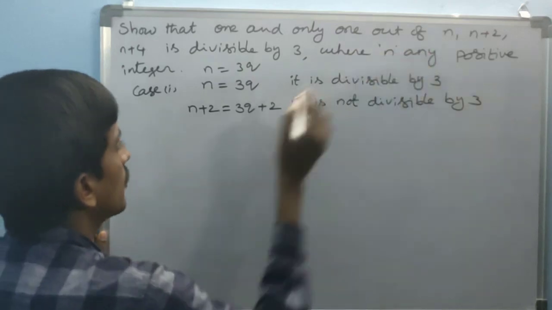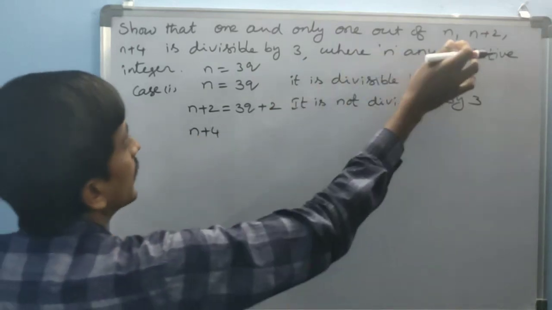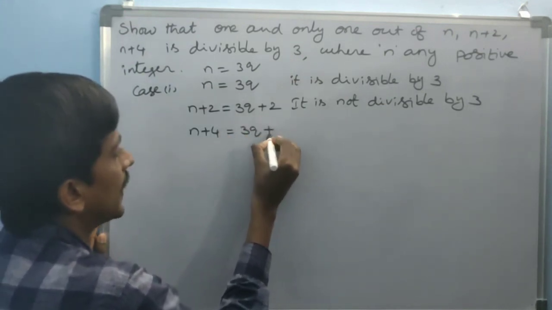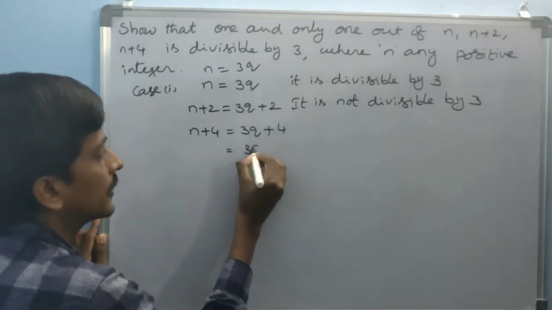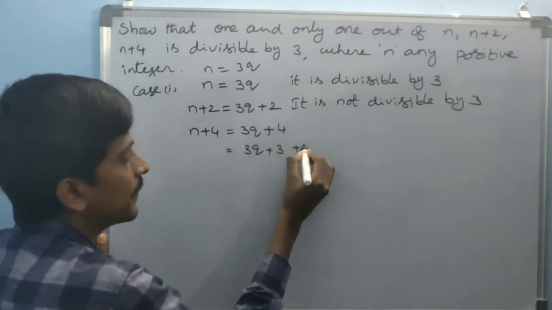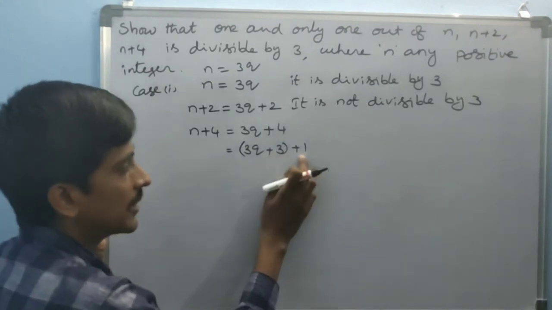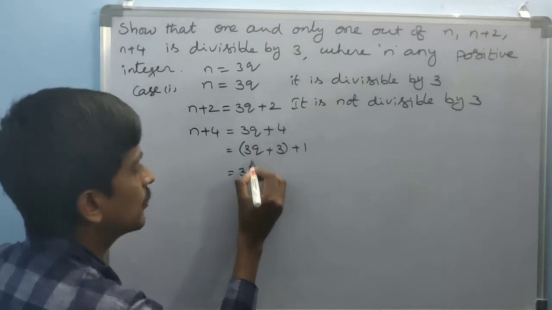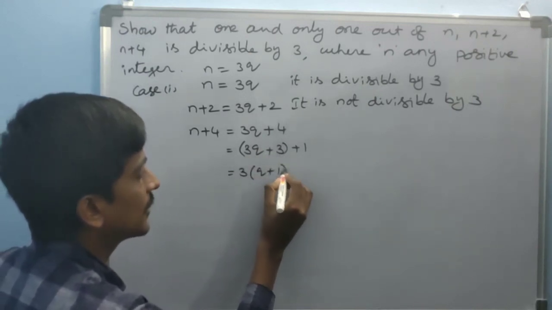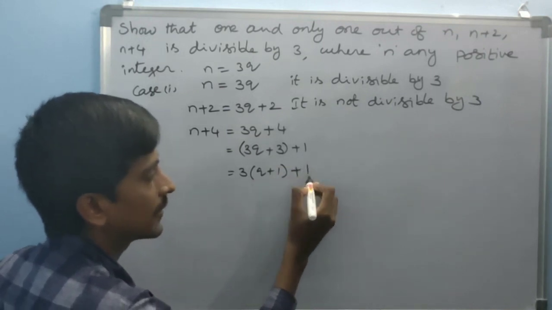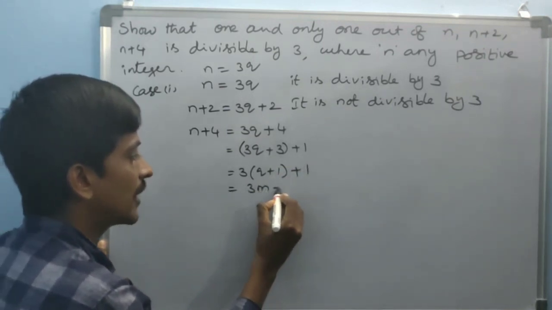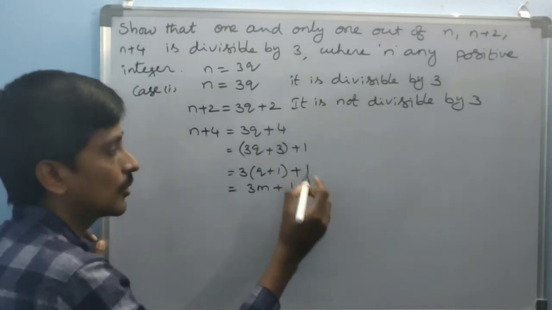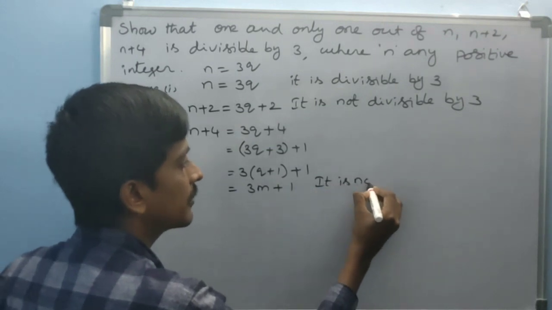Next, the third one, n plus 4, which is 3q plus 4. 4 can be written as 3 plus 1. So here the common factor is 3: 3 into q plus 1, that is 3m plus 1. This is divisible by 3 except that the remainder is 1. So it is also not divisible by 3.